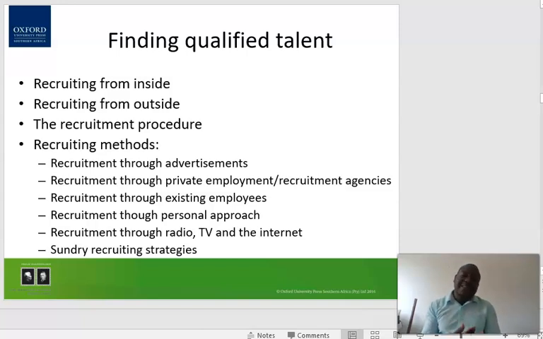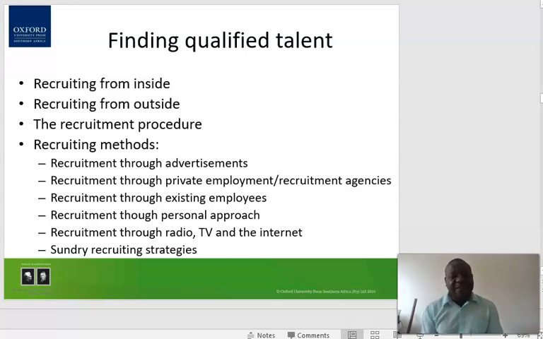But in some cases, organizations can actually prefer to recruit from outside. Mainly if they want new talent, if they want people with new ways of doing things, if they want someone with a different view, they can actually look for talent outside.